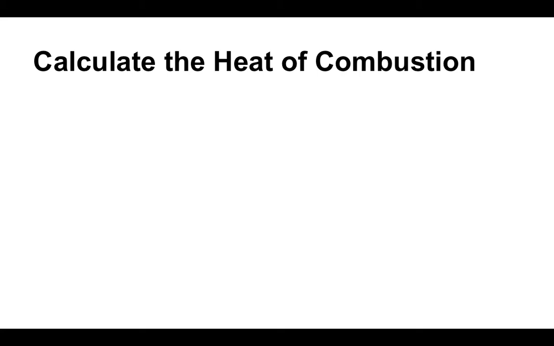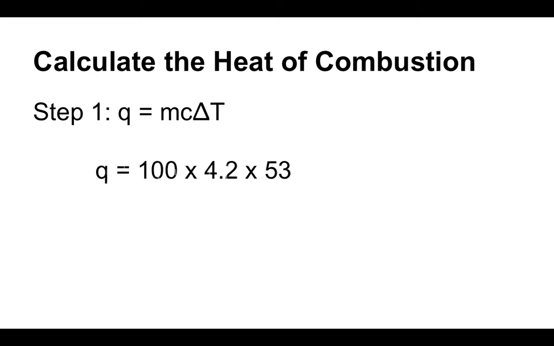So how to calculate the heat of combustion? Step 1, we need to figure out the amount of heat released by the fuel into the water. So we're going to use Q equals MC delta T. We know that there's 100 grams of water. We know that the specific heat of water is 4.2, and we know the delta T, or the change in the temperature of the water, was 53 degrees. Therefore, when we calculate that out, we get 22,260 joules.